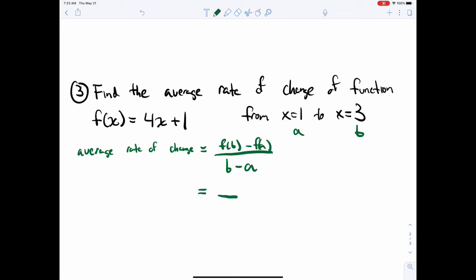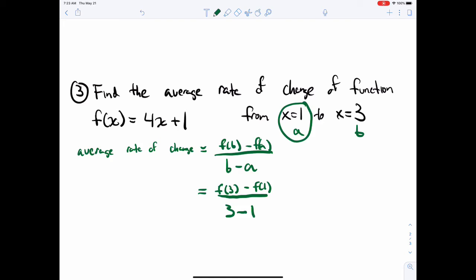So the bottom of the fraction might be easier to plug in. What is b equal to? What did we declare b equal to? We declared it equal to 3. What did we declare a equal to? We declared a equal to 1. All right, so the bottom's all set. You can already imagine it's probably going to equal 2. And then for the top, we're going to have f of b, and b is 3, minus f of 1.